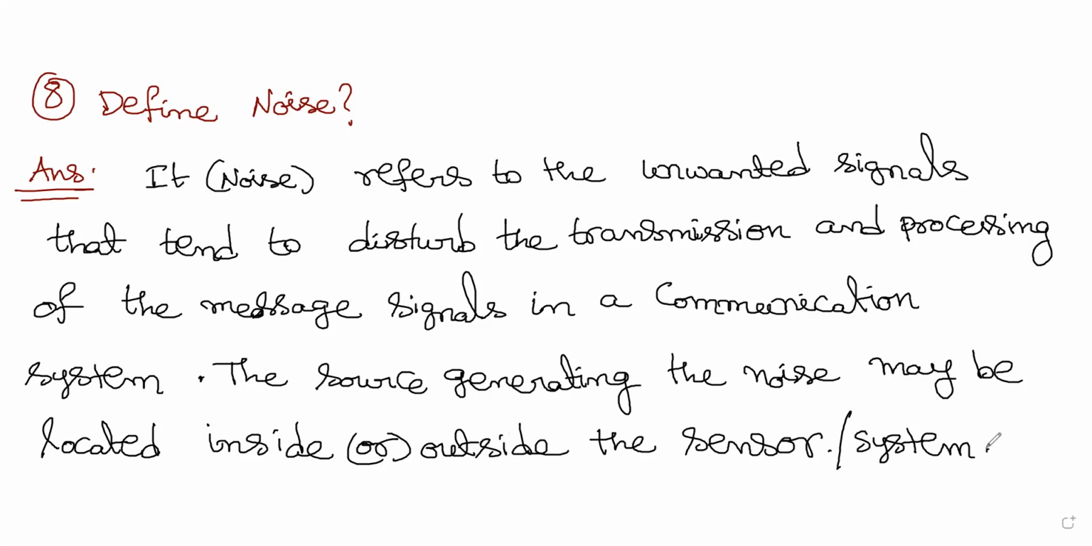Okay, hope you understand. This is what noise is. It's an unwanted signal that will tend to disrupt the transmission and the processing of the message signals in a communication system. So it will create some disturbance for us. So that's what the noise means. So let's move on. So the question number 1.